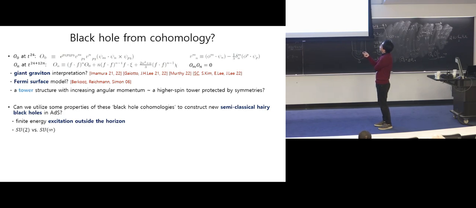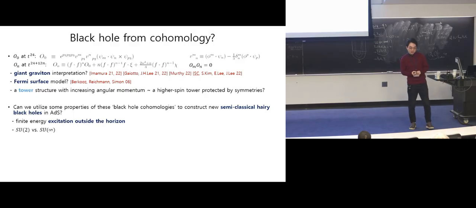So yeah, today I want to focus on the threshold operator. My goal is: can we utilize some properties of these black hole operators to construct new semi-classical hairy black holes in AdS? In order to do that, we should consider finite energy excitation outside the horizon and test whether such an excitation will be swallowed by the black holes, or can we have some stable configuration with the black holes to make hairy black holes.